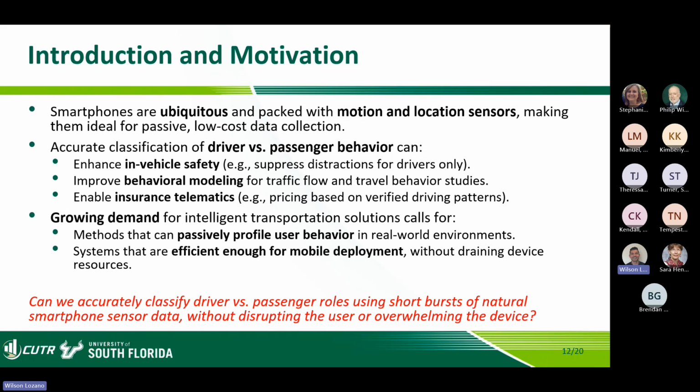So this brings us to a question: can we accurately classify drivers versus passengers using a short burst of natural smartphone sensor data without disrupting the user or without overwhelming the device? That's the question we have in mind as we follow the next steps.